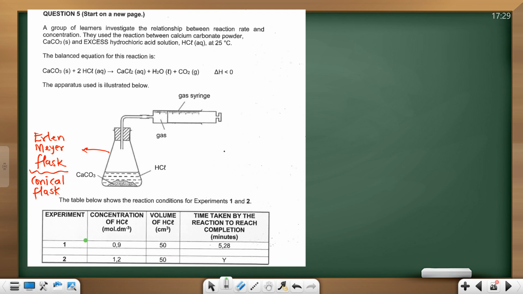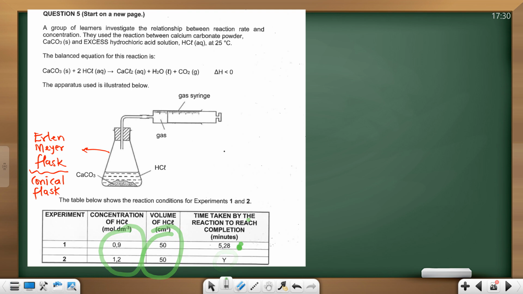Experiment 1. What do you notice? I think that's one that's different, right? The volume remains what? The same. The time taken for experiment 1 is 5.28 minutes. I want to ask you a question. Looking at this concentration, which reaction would happen faster? Is it 1 or 2? 2. Is it reaction 1 or reaction 2 that will happen quicker? Talk to me. And what's your reason?